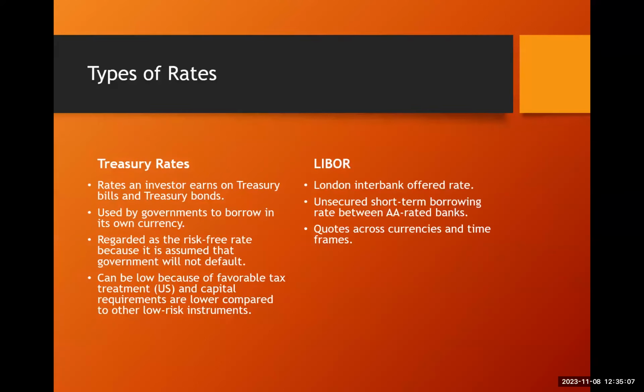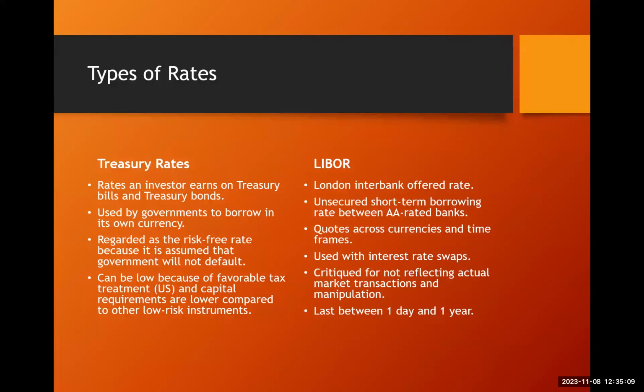We then discussed different types of rates and what they mean. Treasury rates are rates set by the U.S. Well, they're not set by the U.S. government, but they're on U.S. debt. And they are presumed to be risk-free. So you usually have a pretty low rate of return, but it is guaranteed. While LIBOR is the London interbank offered rate, it is a higher rate that represents loaning between AAA rated banks or AA rated banks.